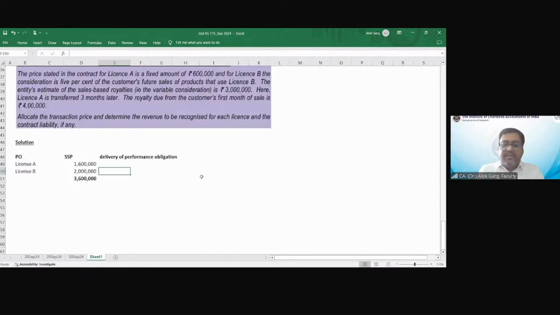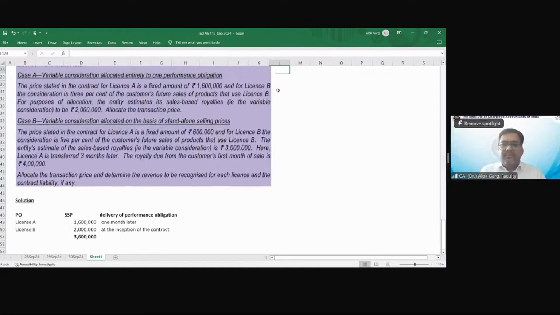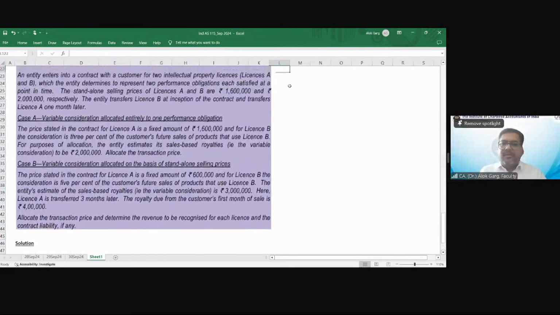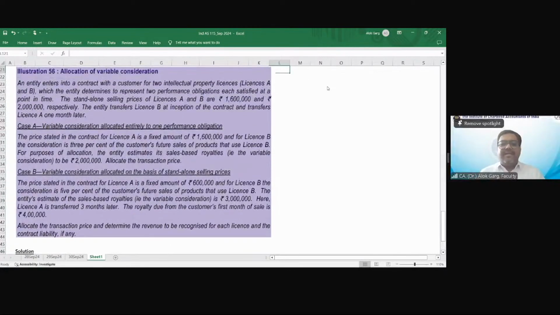This license B has been delivered at the inception of the contract, and this is 1 month later. Okay. So have you understood the first part, friends? Have you understood the first part? Yeah. Okay. Now, what is the case A?